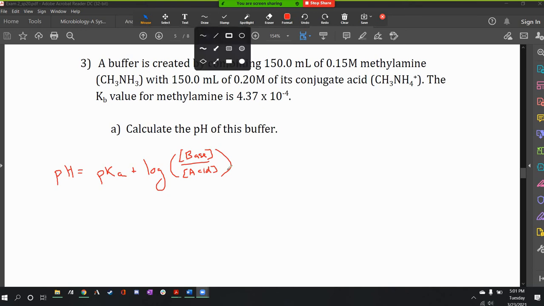But if it's weak acid with weak base, this wouldn't apply, correct?